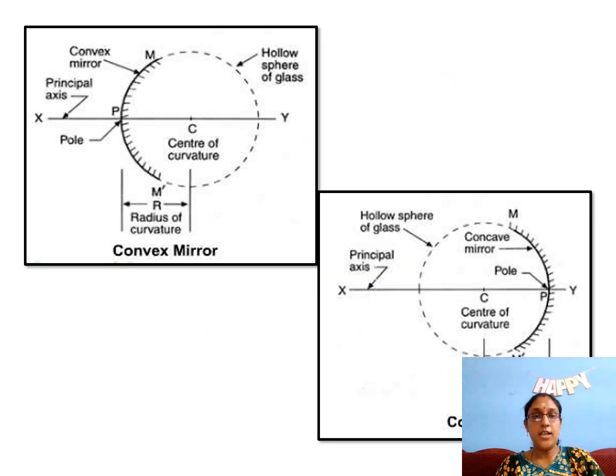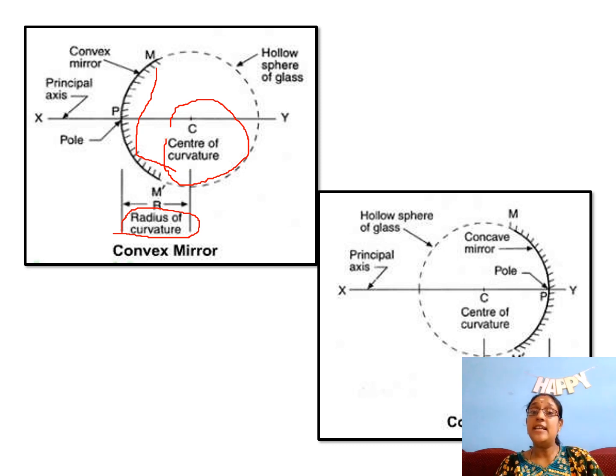This is your convex mirror. Can you see it? These lines will be your reflecting surface, which is part of a hollow sphere of glass. This X and Y will be your principal axis, and the center point of the principal axis will be your pole. This will be your radius of curvature, can you see it, kids? And this is the center of curvature within the sphere.